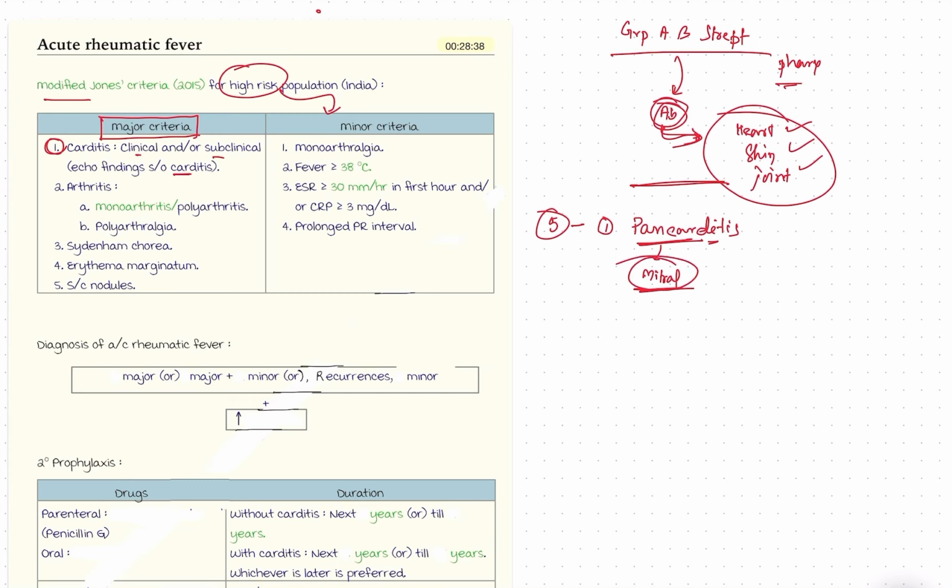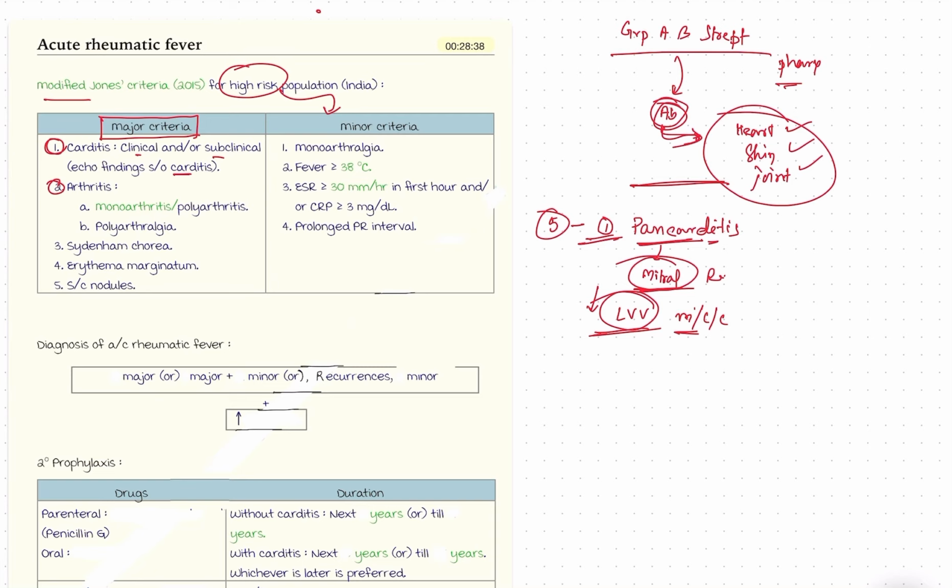In mitral regurgitation, during systole the blood flows back into the left atrium. This is mitral regurgitation. We will have a pansystolic murmur. Please remember, pancarditis ultimately leads to left ventricular failure, which is the most important cause and most common cause of morbidity or mortality in acute rheumatic fever.